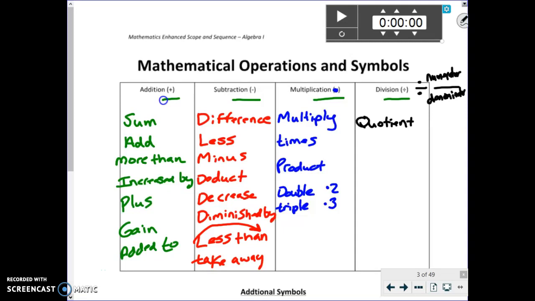Let's see. I was trying to think, what else do we have? Sometimes we will hear the ratio of, or we'll hear the phrase per, like miles per hour. That's how far you would go, how many miles you would go in 1 hour. The definition of division is to share equally, or sometimes we could even say evenly.